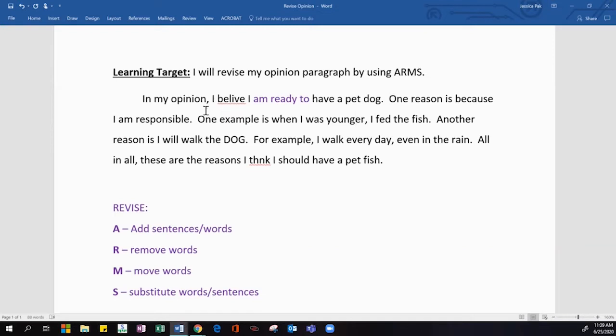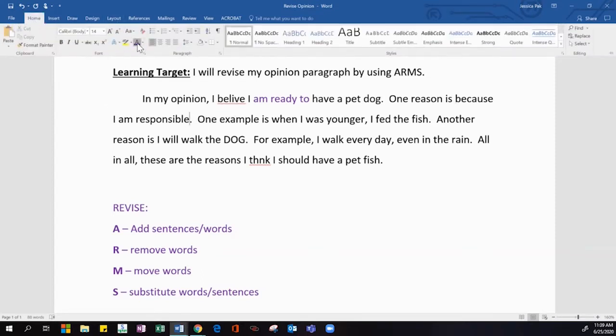So one reason is because I'm responsible. I want to add a little more to that. Notice I'm going sentence by sentence right now, because boy, this is a lot to do, all this revision. I'm going to kind of focus on one thing. Is there a word I need to remove? Not really in this sentence, or move around or substitute. I think I want to focus on adding more to this sentence. That's the A in revise. So one reason is because I am responsible.